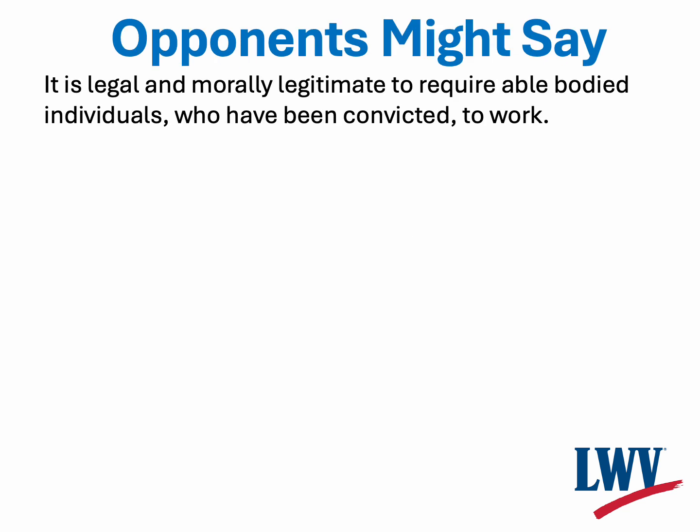Now, it's important to note that there is no organized opposition to Proposition 6, so this slide just presents what opponents might say to Prop 6. First, I think there's an argument that it is both legally and morally legitimate to require able-bodied individuals to work. They've been convicted of a crime. For the most part, this is a serious crime because they're in state prisons. And so there's an argument that it's legitimate to do that.